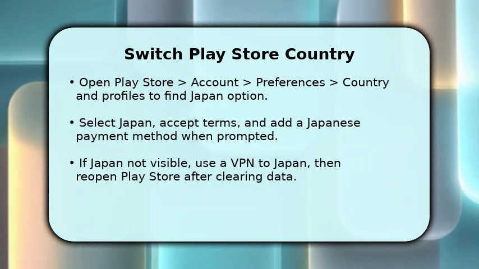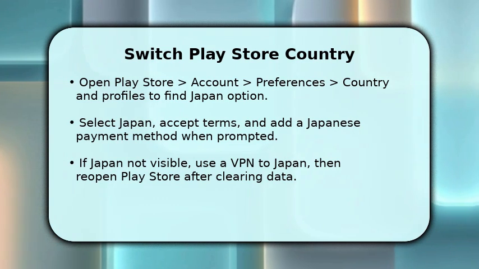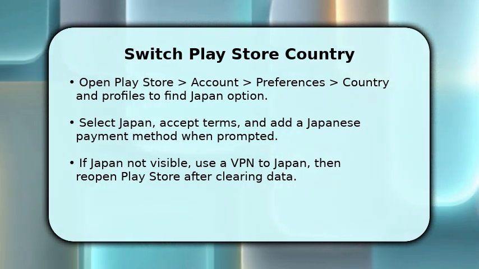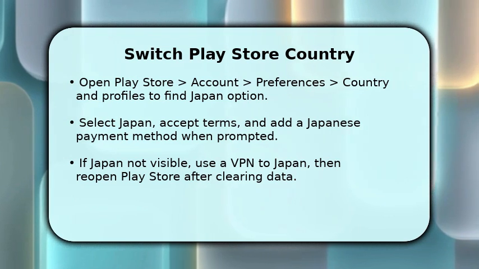Open Play Store, tap your profile, go to Settings, then Account and Device Preferences and choose Country and Profiles. If Japan appears, select it and follow prompts to add a Japanese payment method. This writes your new country.